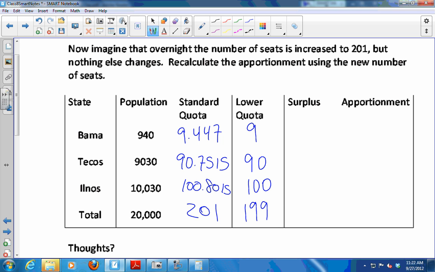So who gets them? Tecos and Ilnos. They have the largest decimal pieces. So my final apportionment is going to be 9, 91, 101 for a total of 201 seats.